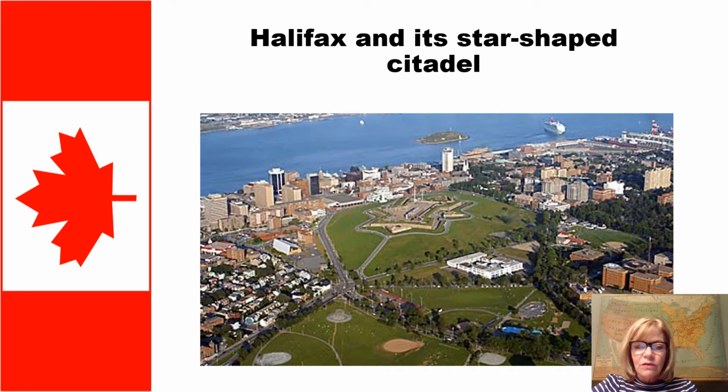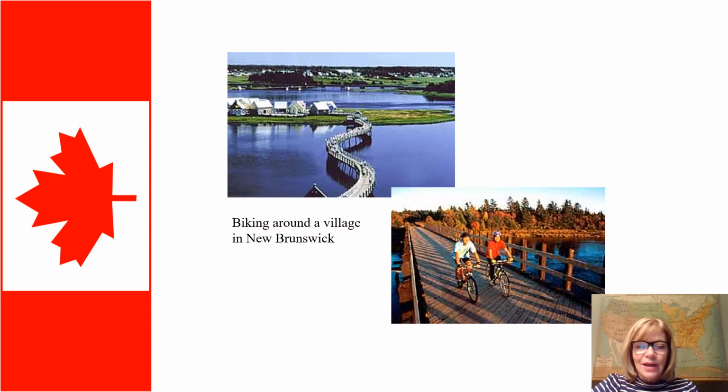Okay, and then if you look at this, this is a citadel. That's a former British fort right there, shaped like that. You could also see those in Boston. So that's what the British had. This is Halifax. That's where the Brits evacuated to during the Revolutionary War. Okay, and then how quaint is this? Look at that bike path going along. This here is a village in New Brunswick. That'd be super cool.